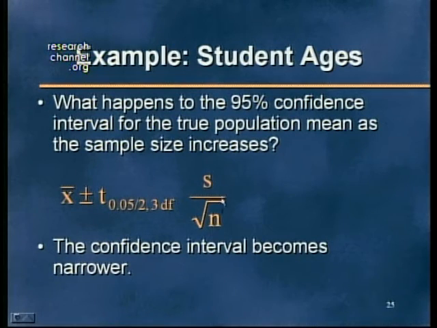Okay, so let's again talk about what happens to this confidence interval as the sample size increases. Because the denominator of the standard error increases, this quantity decreases and the confidence interval becomes narrower.